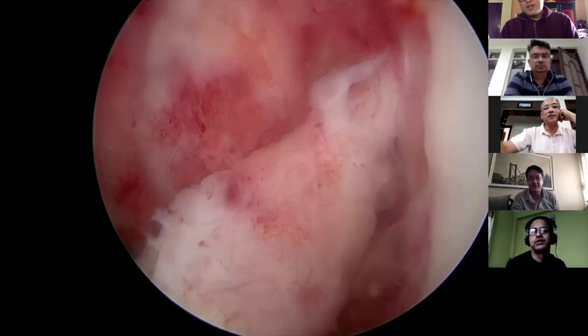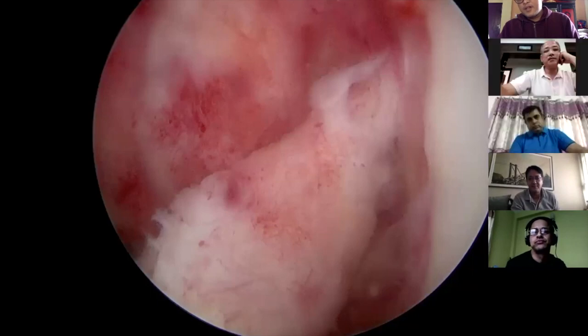Navin sir, will you debride it all or will you preserve? I will debride on the femoral part, but on the tibial part, I think I can preserve a lot of remnant. Okay, sir, there are three opinions now. Debride all, debride only the fibrous tissue, or preserve. This is the remnant of the ACL.